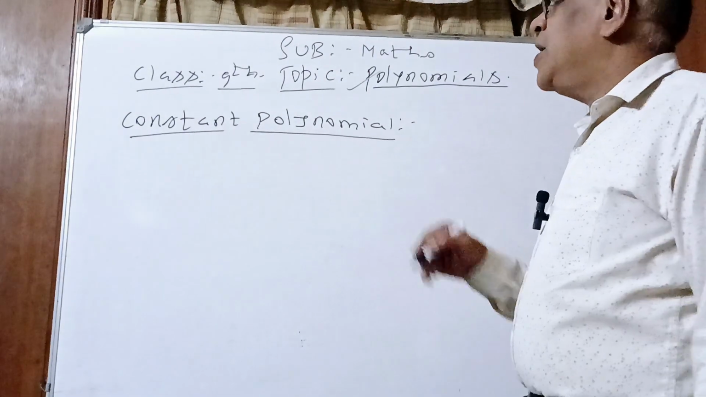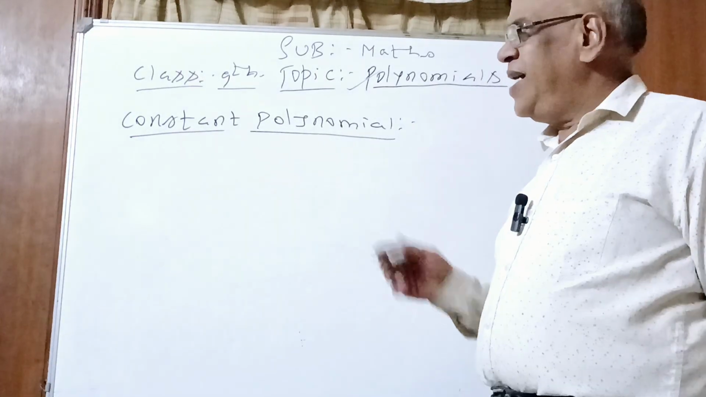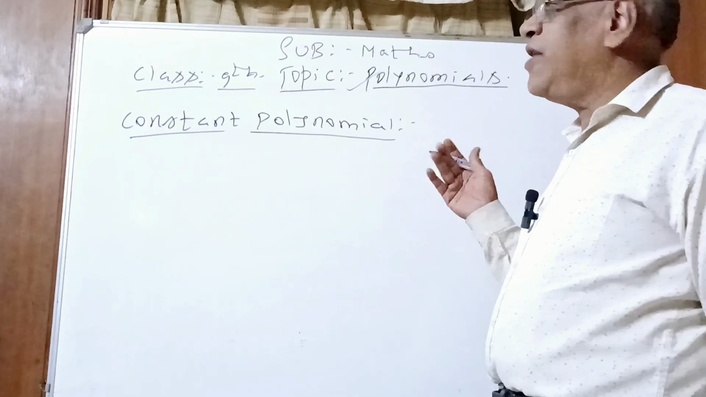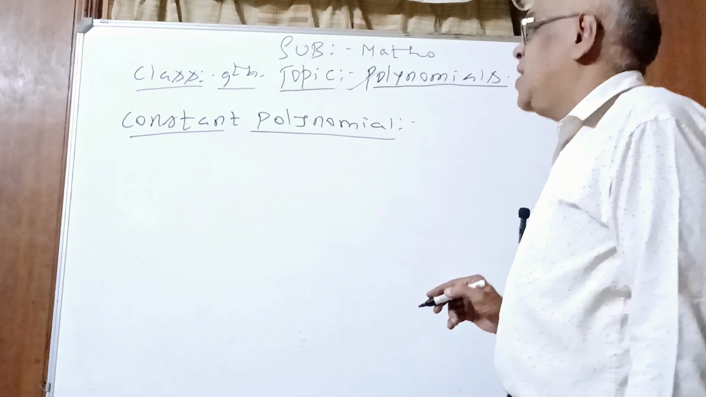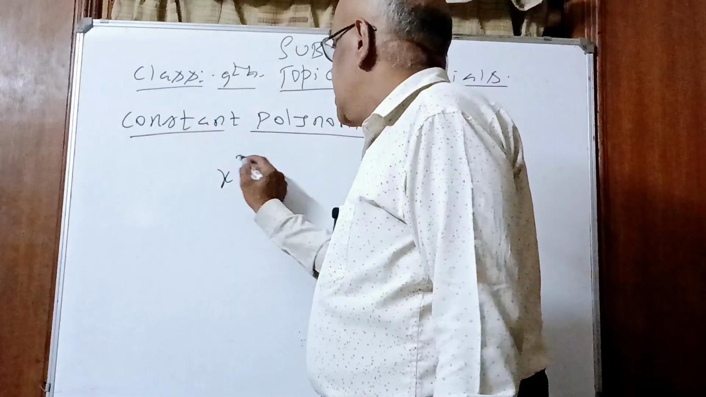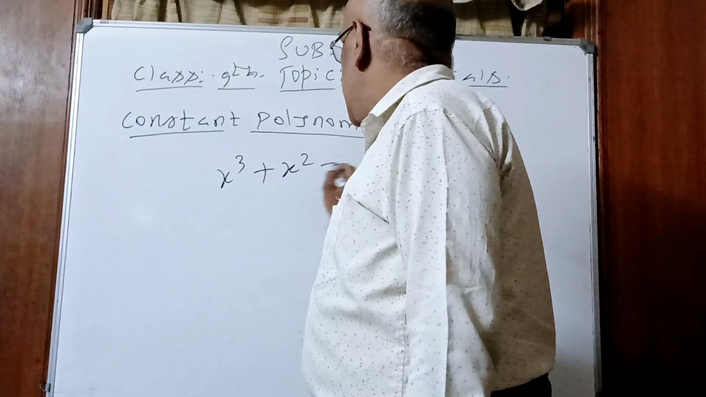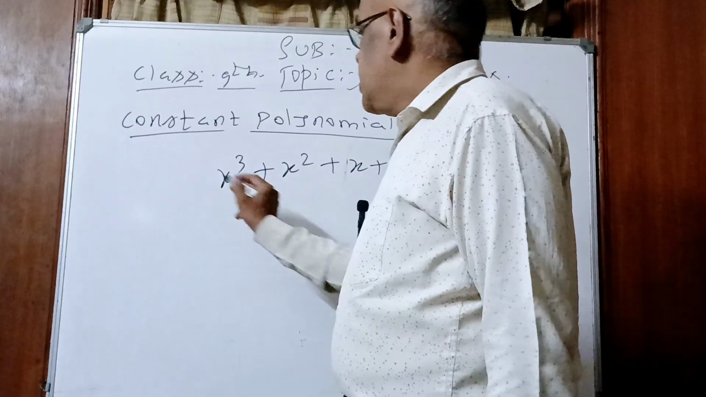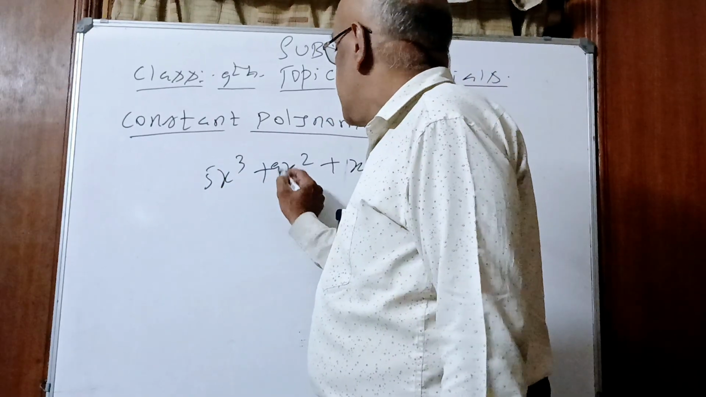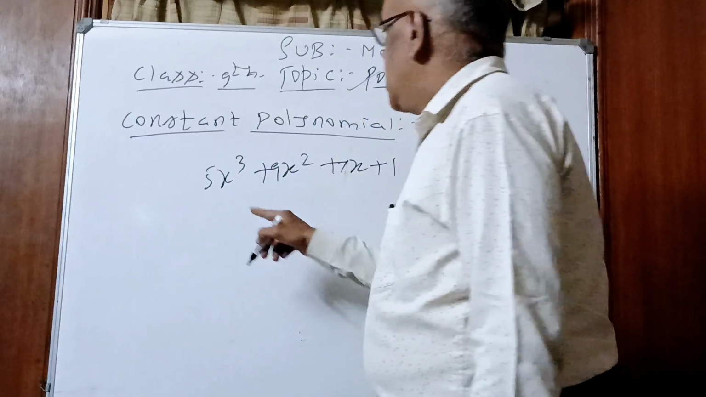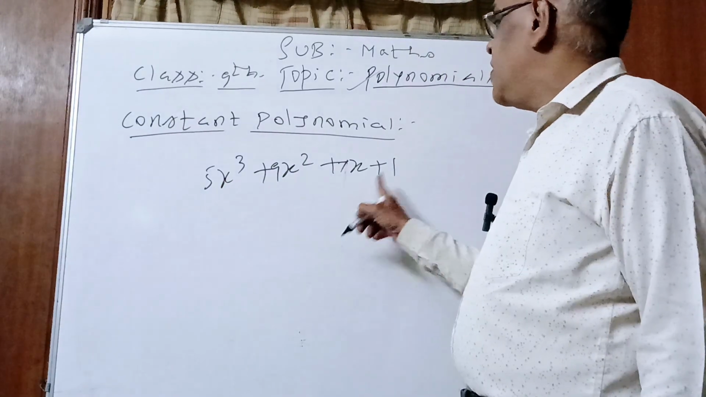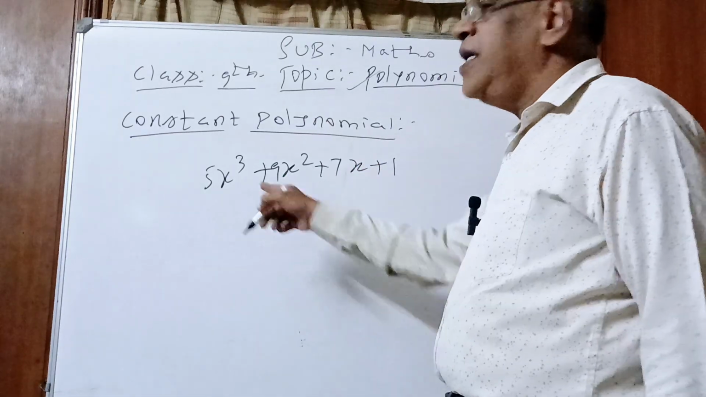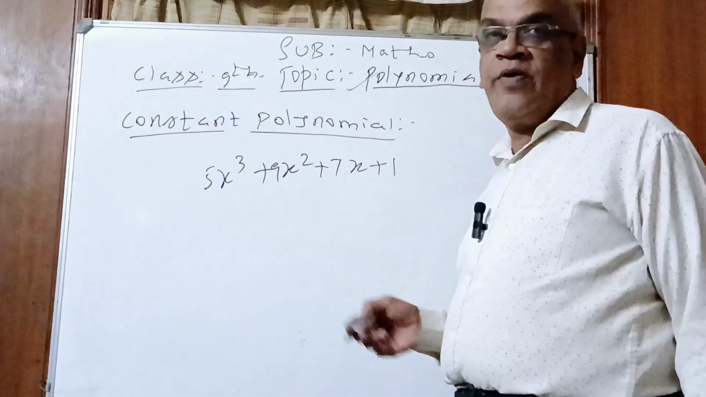Children, next important topic, constant polynomial. It comes under types of polynomials under degree of the polynomial. What is constant polynomial, children? For example, here we discuss x cube plus x square plus x plus 1. We can add some numbers also. 5x cube plus 9x square plus 7x plus 1. What type of polynomial based on degree? Cubic polynomial, because highest power is 3.